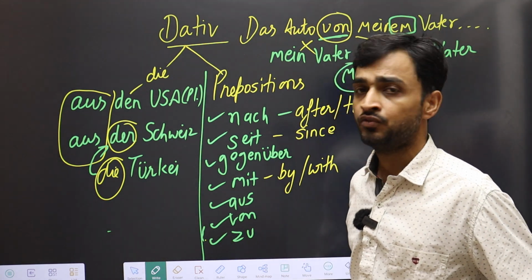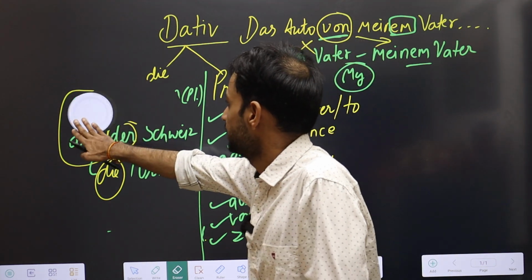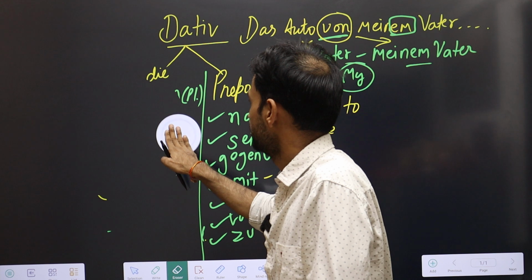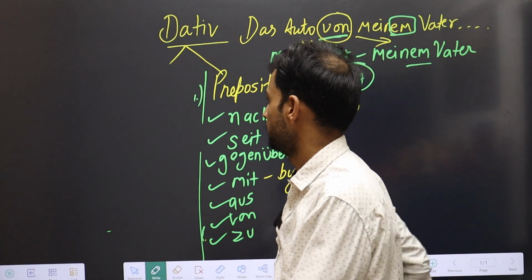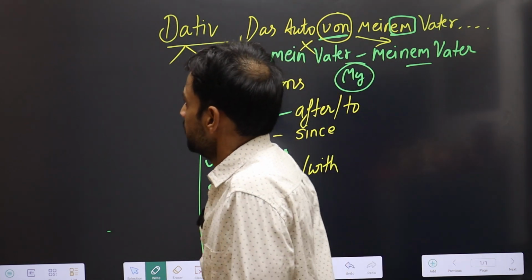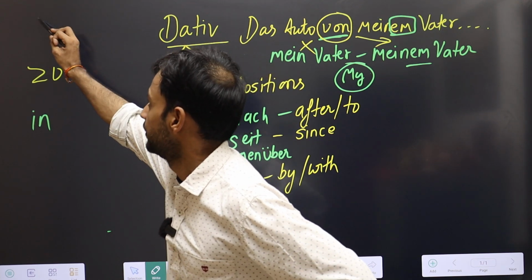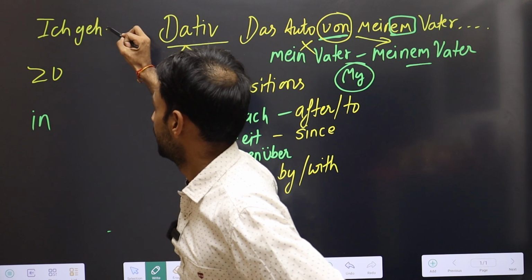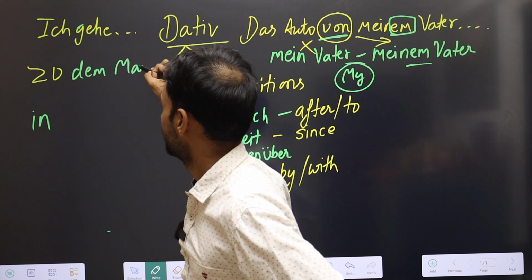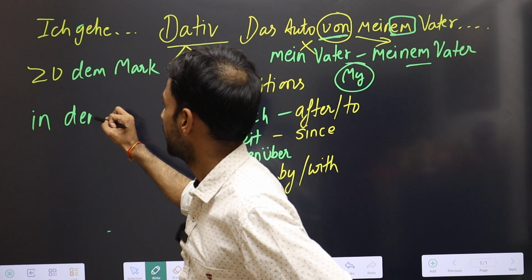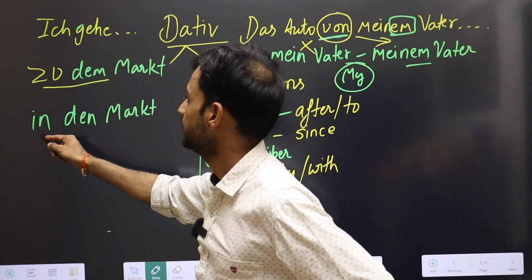Next is zu. Zu means to. Now we'll see how we can use this word zu. I write here zu means to, like ich gehe zum Markt. We say zum Markt. You might ask why zum Markt if I say ich gehe in den Markt. So zu is dative. See, zu or in. I can write ich gehe zu dem Markt. Okay, correct. Or I can say ich gehe in den Markt. Both correct. Zum Markt or in den Markt, both correct.